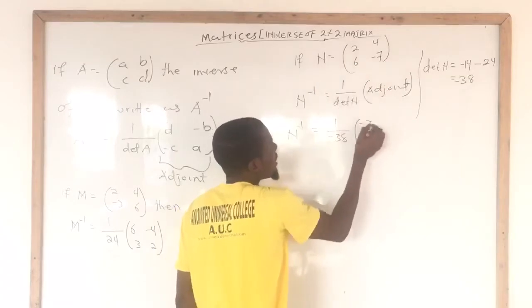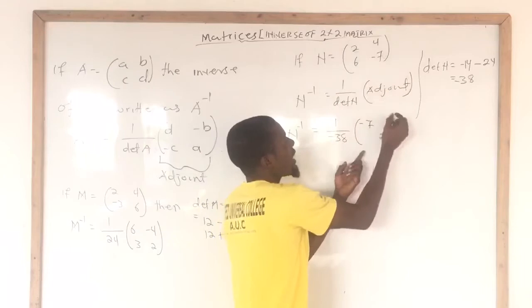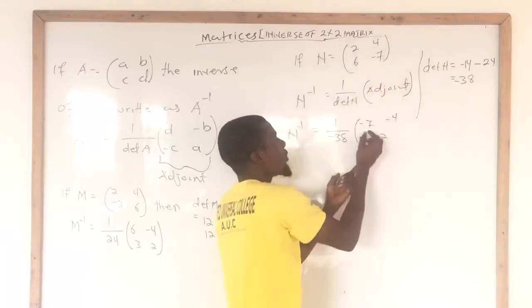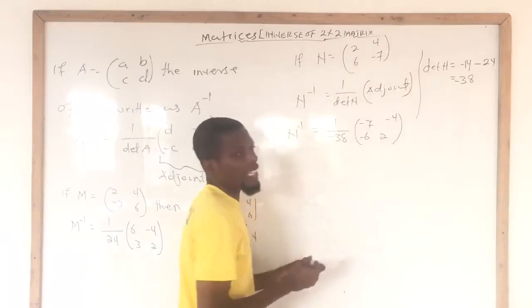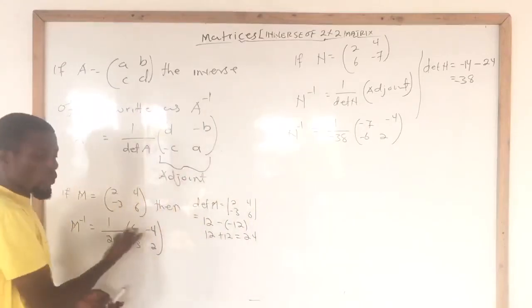that is interchanging the leading diagonal. Next 7 goes here, 2 comes there, and then I negate these 2. Now this is my inverse. You can choose to expand if you want to expand.